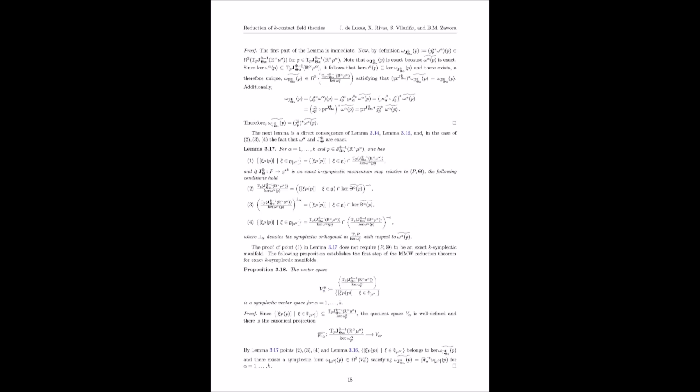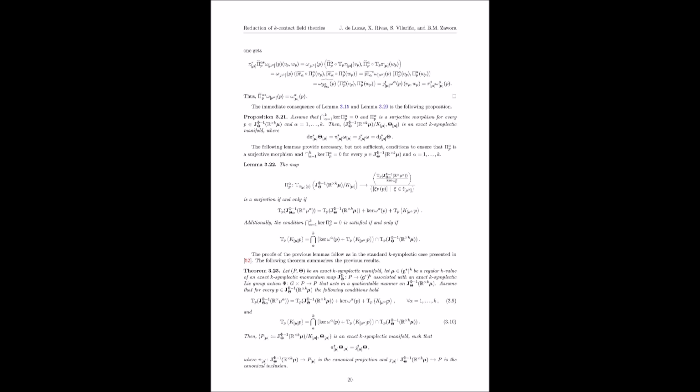All right, let's do it. Marsden-Meyer-Weinstein reduction for k-contact manifolds. First, we need k-contact momentum maps. How are they defined? We start with a k-contact manifold, M, and a Lie group action. The action must be a k-contact Lie group action, meaning it preserves the k-contact form, for all g in G. Okay, a symmetry that respects the k-contact structure.